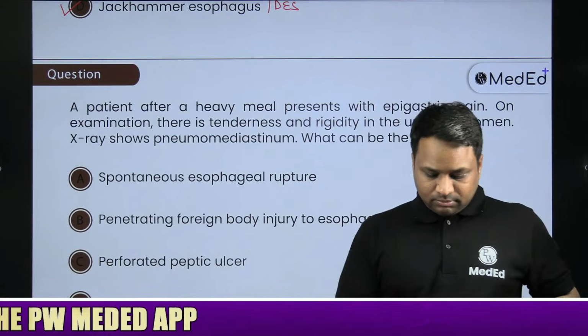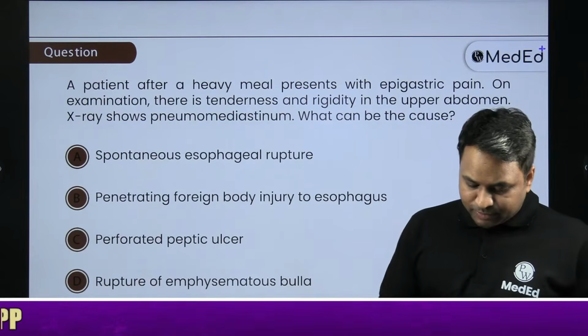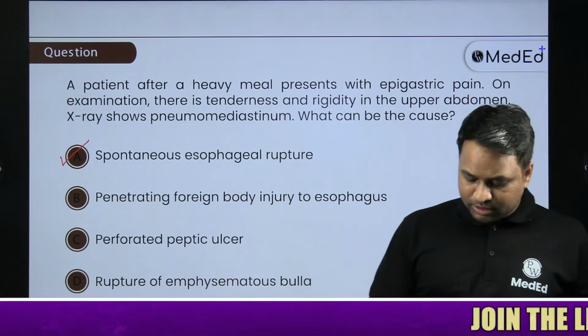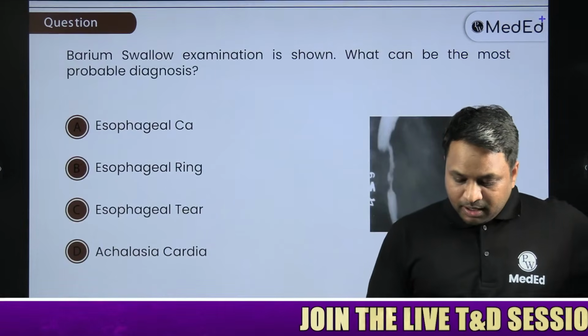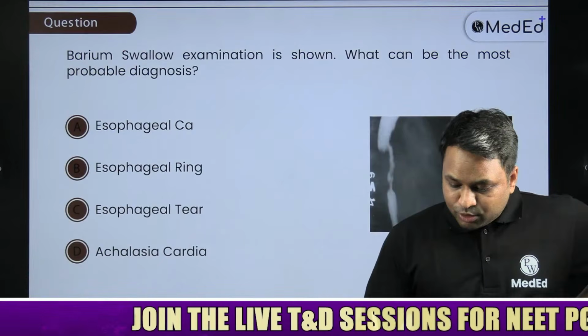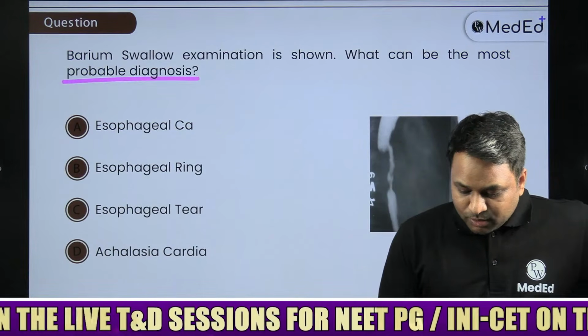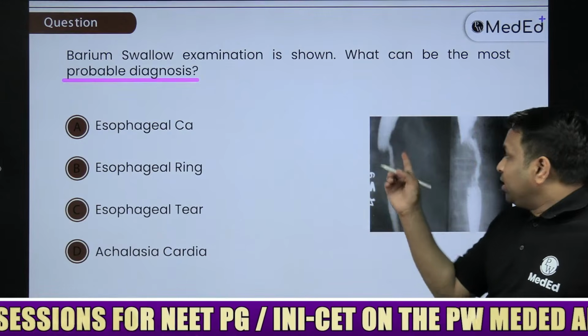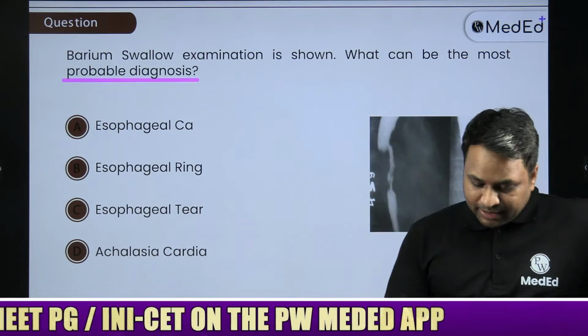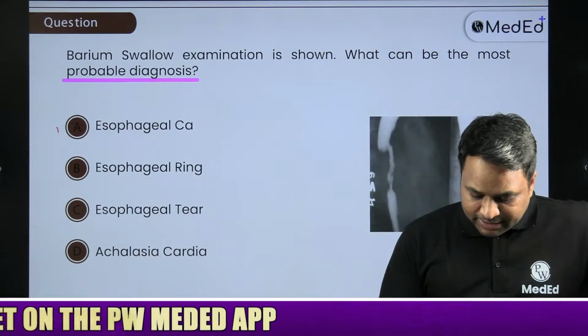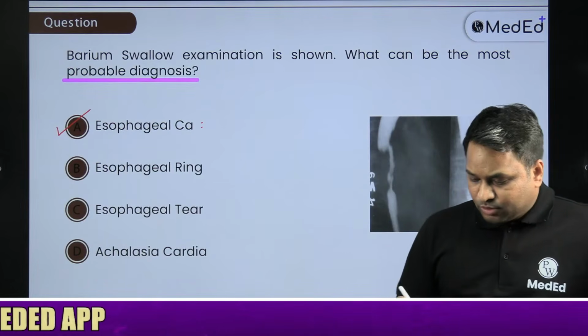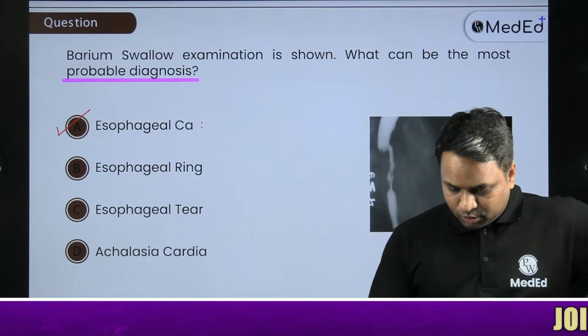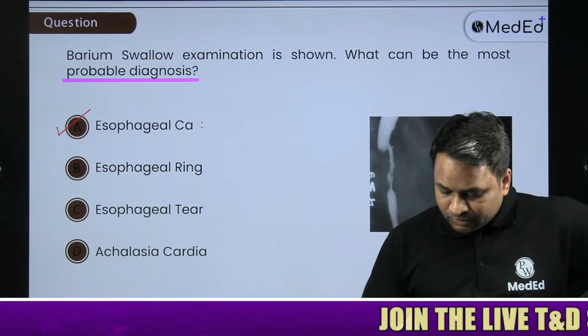Okay, this again is the same misprint, that is for spontaneous esophageal perforation. Just ignore this. Okay. A barium swallow examination is shown. What is the most probable diagnosis? In a barium swallow, this is what we call the rat tail appearance, and the rat tail appearance is seen in esophageal cancer. So, sorry, I'm saying rat tail. It is okay. A bit tired.